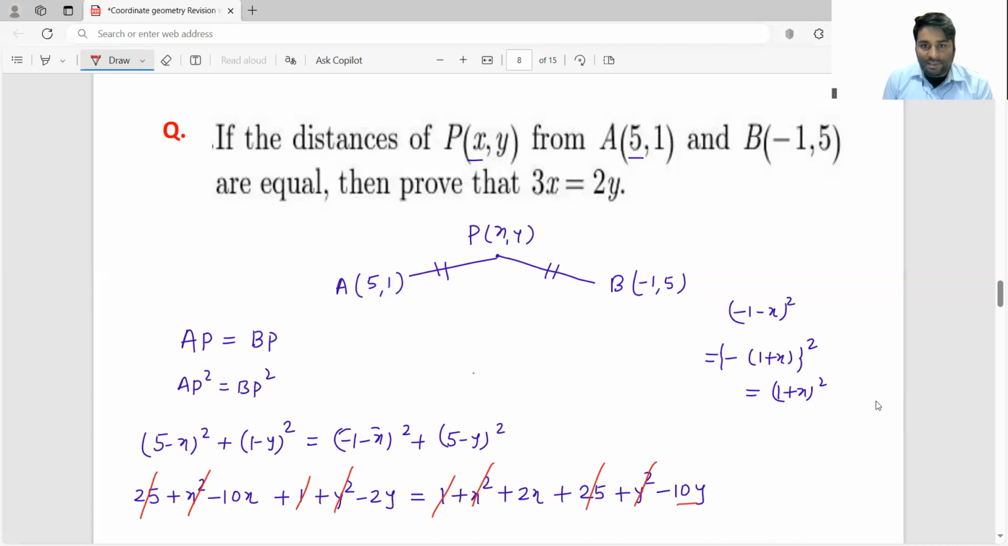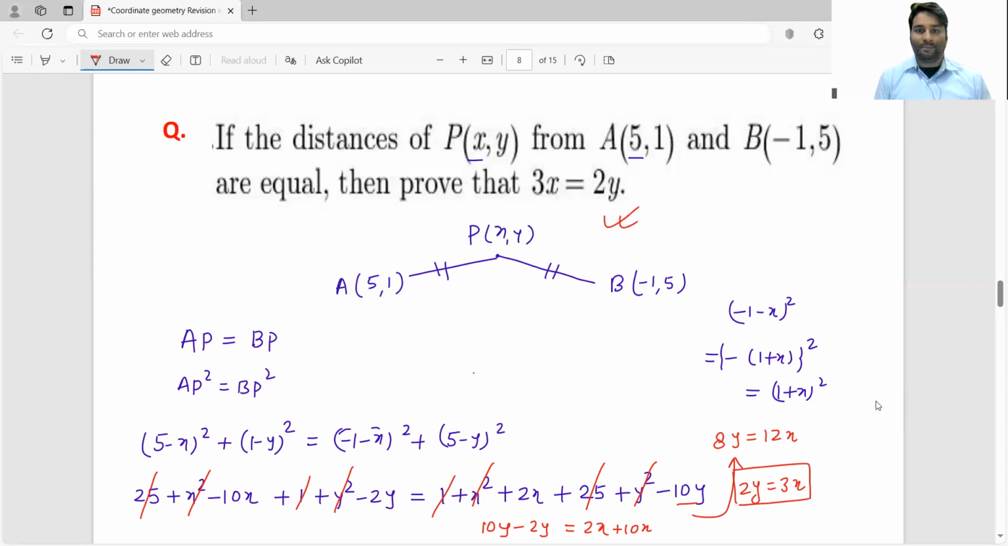Now, moving this to the other side, 10y minus 2y will be equal to 2x plus 10x. Now 10 minus 2 is 8y, and this is equal to 12x. Now you can just simplify this. 4 twos are 8, so 2y is equal to 3x, and this is what you had to prove. I hope this is clear to everyone.